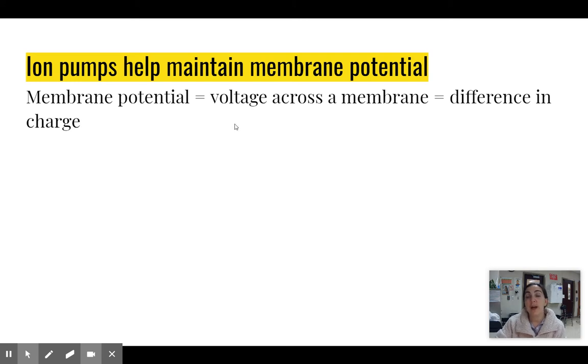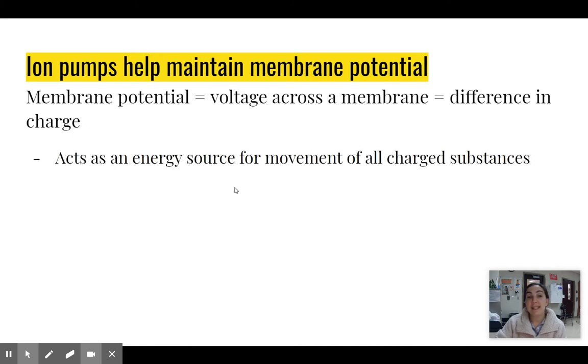And so if you have more positive charge on one side than on the other, you have created voltage, which is also referred to in cells as membrane potential. This is important in neurons because it acts as a source of energy for the movement of any charged substances. Think of this like potential energy, just like a battery stores energy in the form of voltage. You can attach it to a circuit and it causes electricity to flow. It also causes things to move across a membrane.